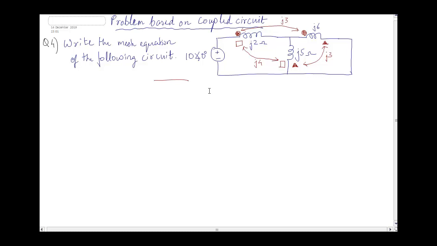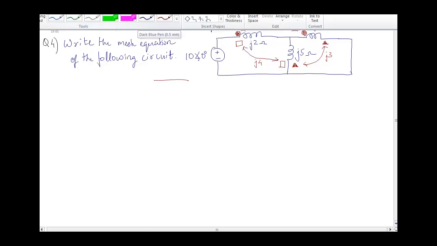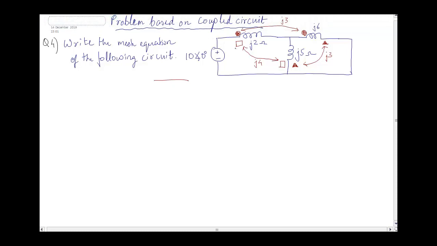Now let's do another circuit from the dot convention or coupled circuit analysis. Here again we are having a circuit, but here we can note that there are many dots. There can be as many dots showing a relationship between different coils.